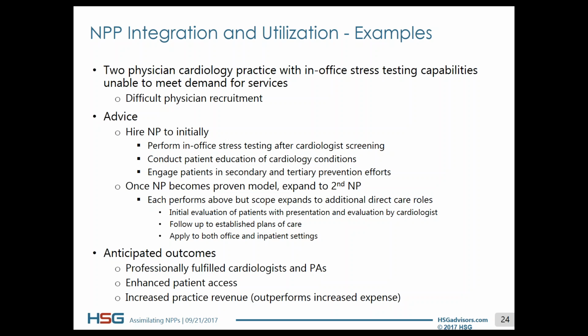Another example was a two-cardiologist practice that had various in-office services, including stress testing capabilities. They were unable to meet demand for their services. They were a very good group, and they were located in a place that was just a difficult recruitment. So getting a third cardiologist was not working out well for them.